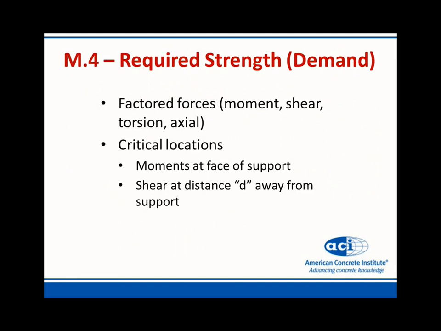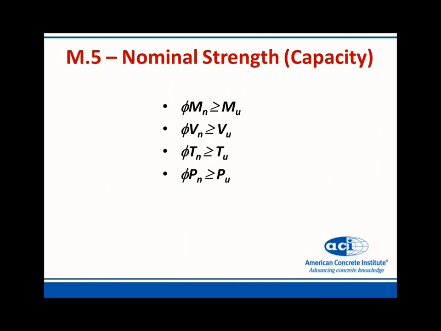Endpoint 4 addresses the demand, the required strength. It discusses the calculation of factored forces: moment, shear, torsion, and axial, and then the critical locations where those forces must be addressed in the member. The moments, for example, must be calculated at the face of the support, the shear at some distance away from the support.